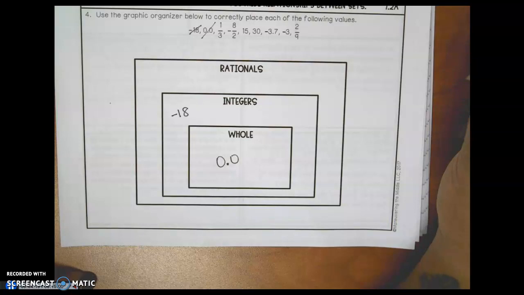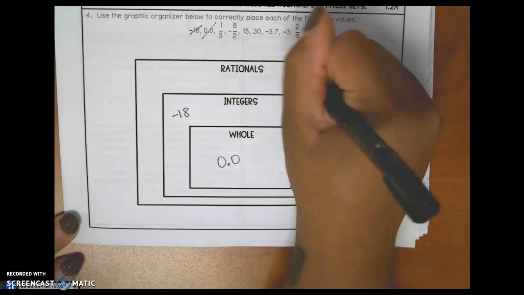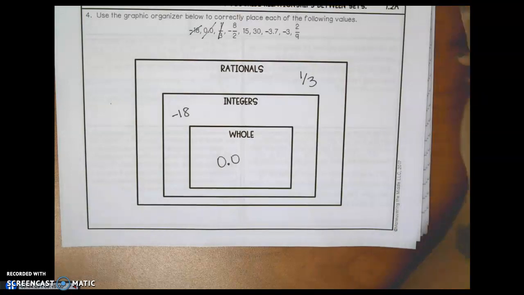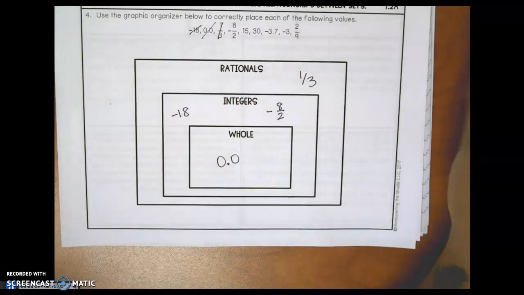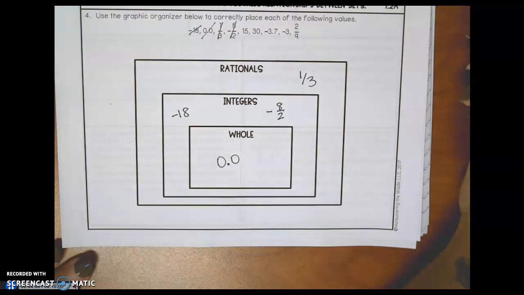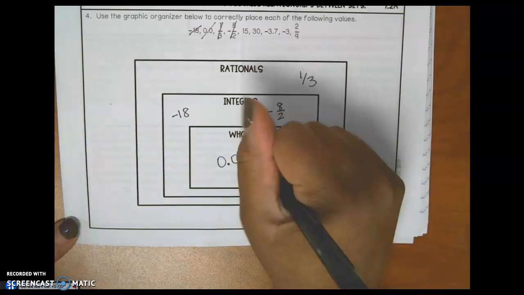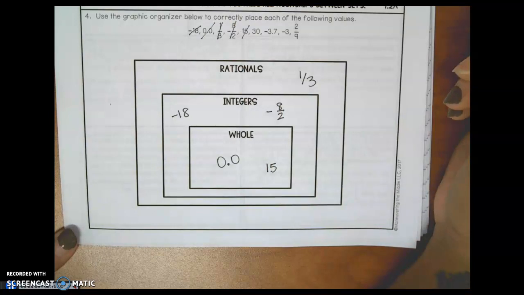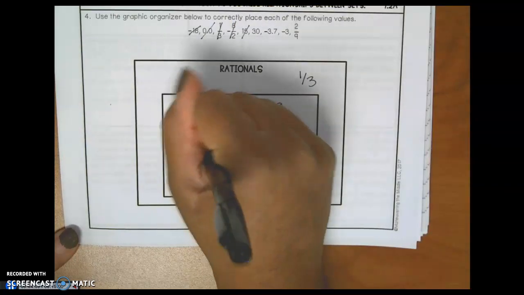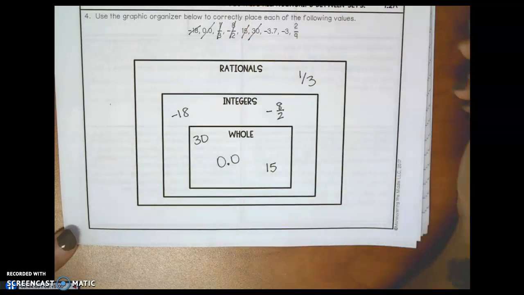That's okay. 1/3. Where would I put 1/3? Rational. -8 halves. Integers. 15. Whole. 30. Whole as well. -3 7/10.